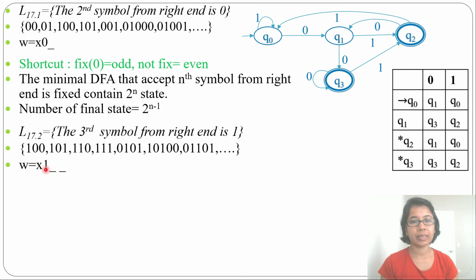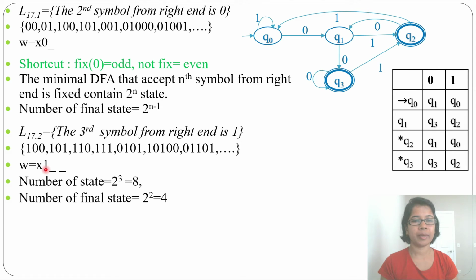So how many states will it be? It will be 2 power 3, that is 8 states. And how many final states will there be? There will be 2 power 3 minus 1, that is 2 power 2, so there will be 4 final states. Now let's design this. I'm not drawing the transition diagram; I will do the direct transition table.